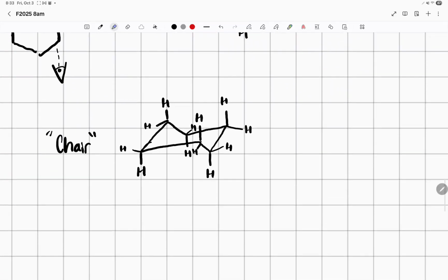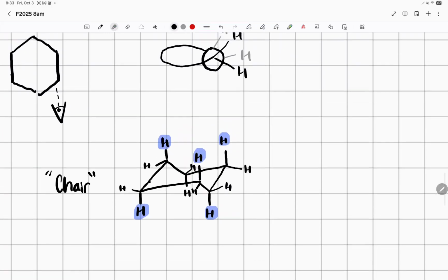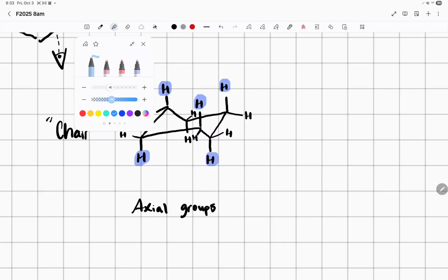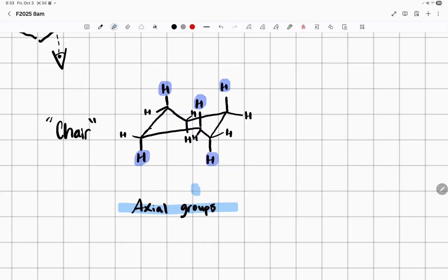So looking at this molecule that we have here, our hydrogens, or whatever groups that are facing straight up and straight down, we are going to refer to these as axial. So these are going to be axial groups.